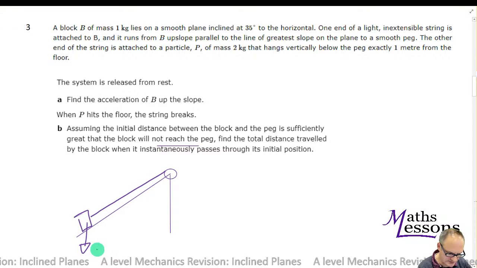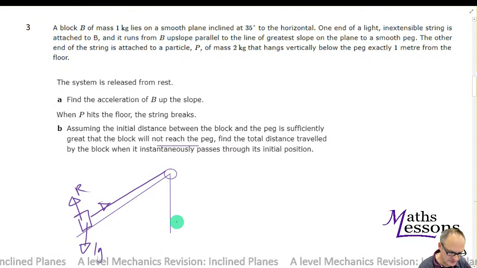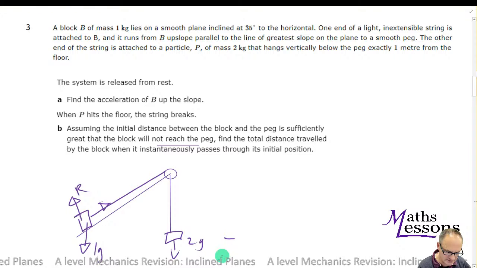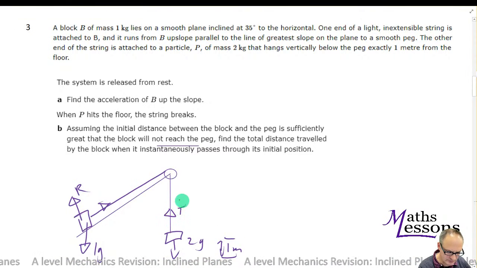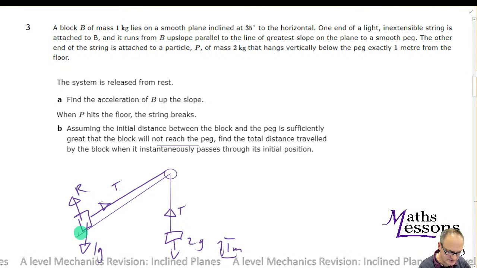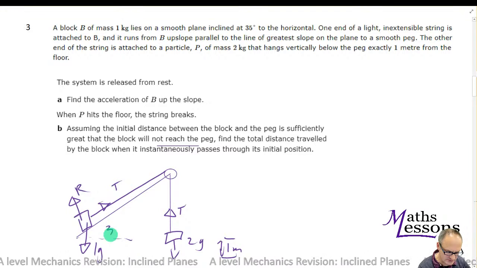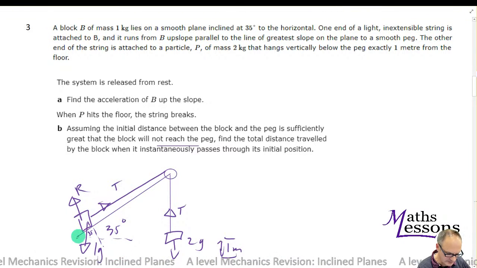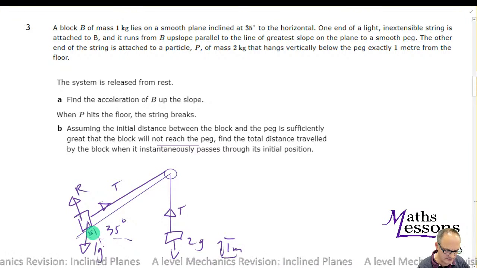I'm going to have weight 1g going down that way. I'm going to have my normal reaction going that way and my tension going that way. On this block, I've got 2g going down and it's a height of 1 meter above the ground. I've got my tension pulling that way and my tension pulling that way. It's on a smooth plane, so there's no friction. Now we know that this is 35 degrees to the horizontal. So therefore this will be 35 degrees as well. Because if you think about that little angle in there, I know I made it quite small, it's 35, therefore that's 90 minus 35, therefore this will be 35.